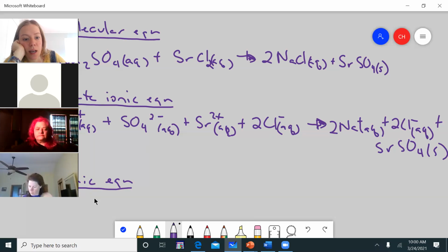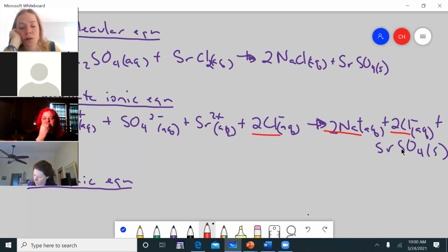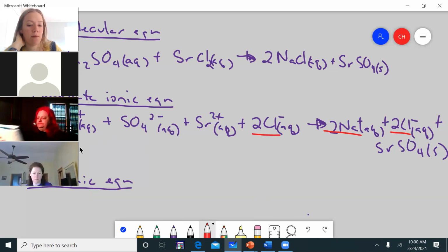Now for the complete ionic equation, you're going to want to take out anything that is a spectator ion. So what is the same on both sides? I have 2 sodiums here, and I also have 2 sodiums floating around here. They're not actually doing anything in the reaction. I have 2 chlorines and 2 chlorines. The only thing that's doing anything is the strontium and the sulfate. So we can write an equation just using those.